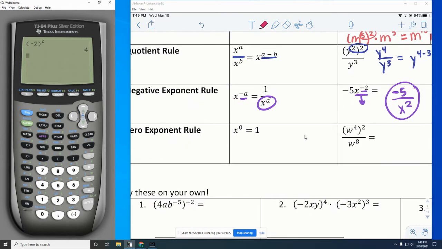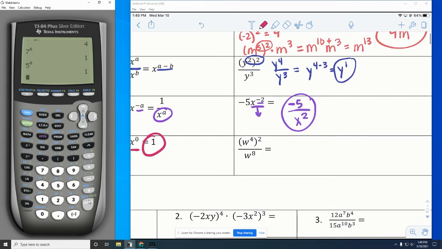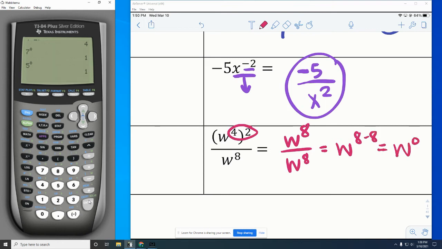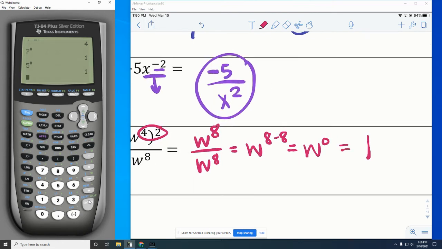And then our last rule, remember anything to the 0 equals 1. You can always confirm that on your calculator. 7 to the 0 is 1. 5 to the 0 is 1. So if that ever happens, just plug in a number and see what happens. So for our example, up at the top, they're right on top of each other, so we multiply. And then we see division, so we subtract, and we get 0. So this whole problem equals 1.